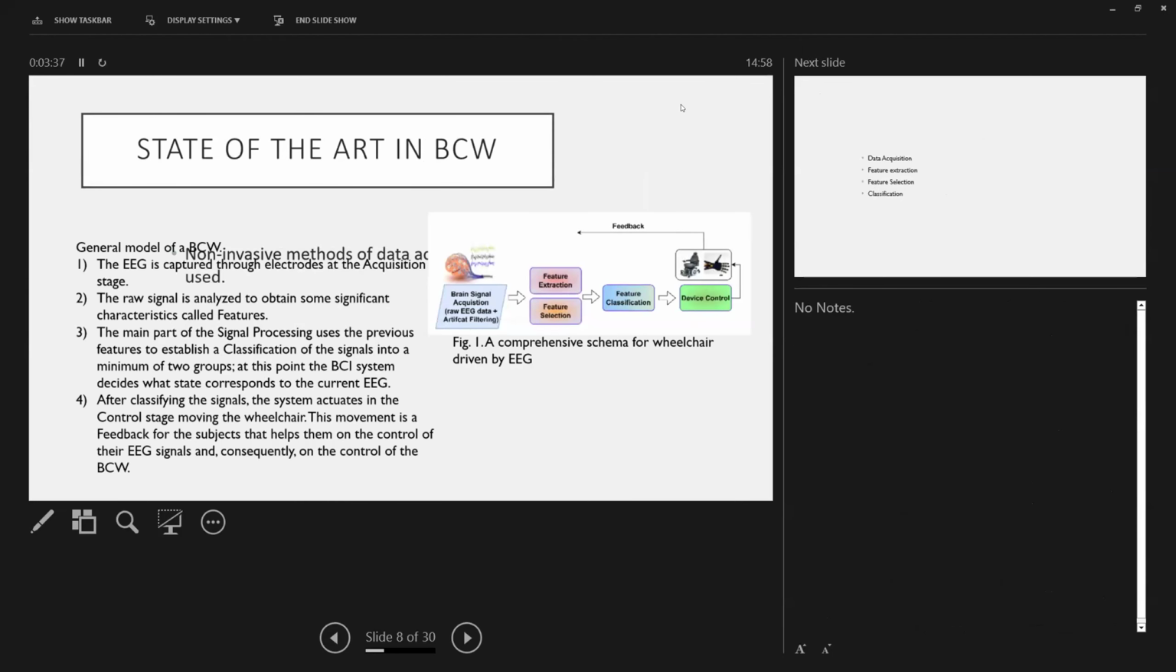This is the control process. We first acquire the brain signal, followed by feature extraction and selection of the features. After classification of the features is done, the features are converted into a control signal, and that control signal is provided to the motor of the wheelchair for the movement.